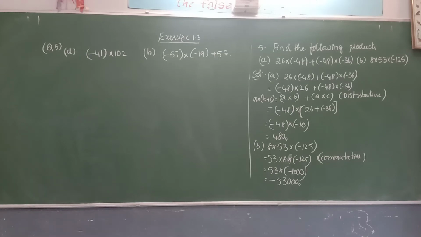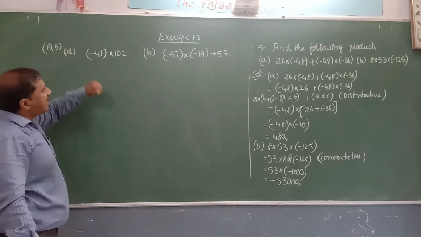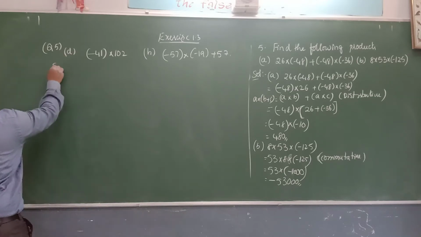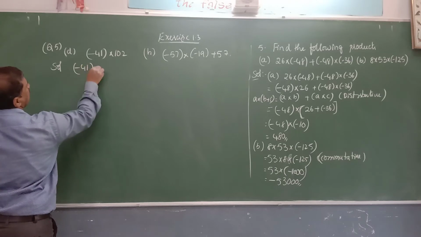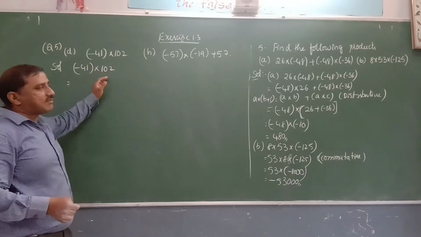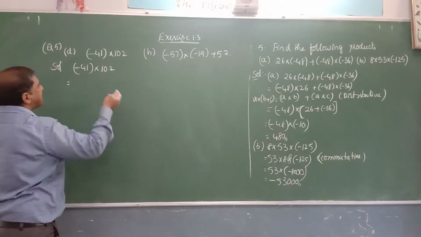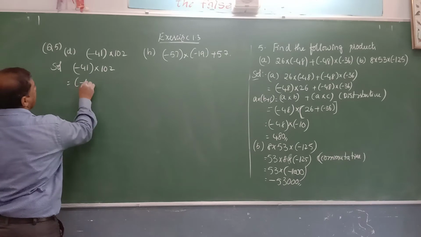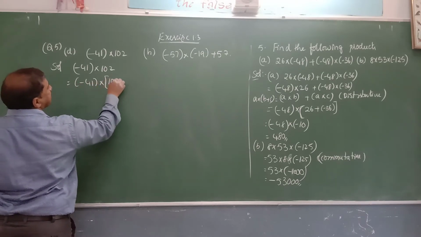Now we will discuss question number 5 again. Two more bits, D and H. D bit is minus 41 into 102. So we will split 102 as 100 plus 2 for our easy multiplication. Minus 41 into 102 as 100 plus 2.